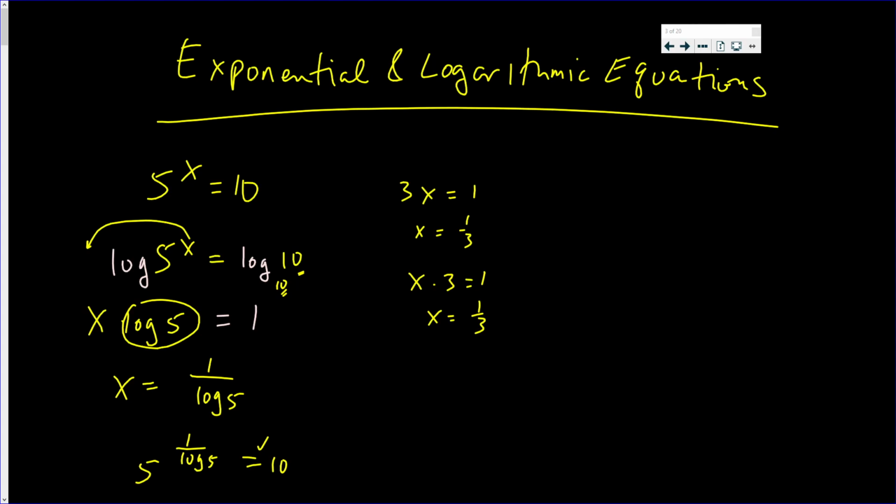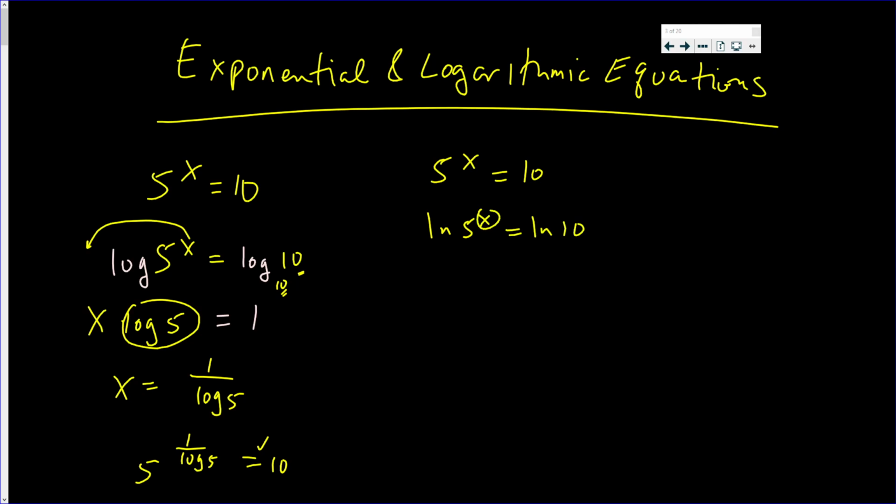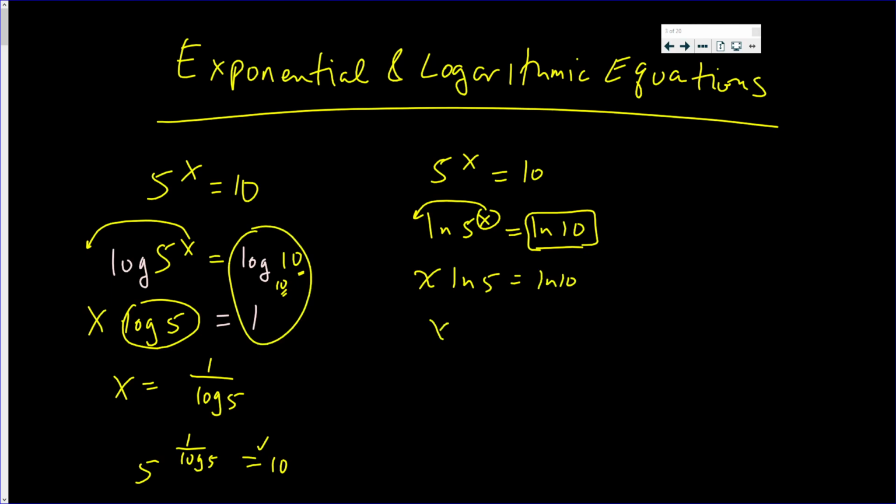So here, it was friendly to take log. For example, I could have done the same problem taking ln of both sides. I have ln of 5 to the x is ln of 10, and the x comes in front. Now instead of having 1 over here, like I did over here, I have ln of 10. And I divide both sides by ln 5. And there's your answer.